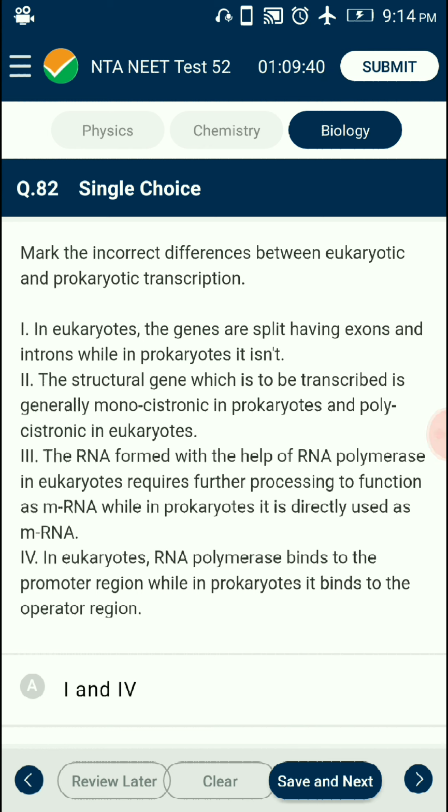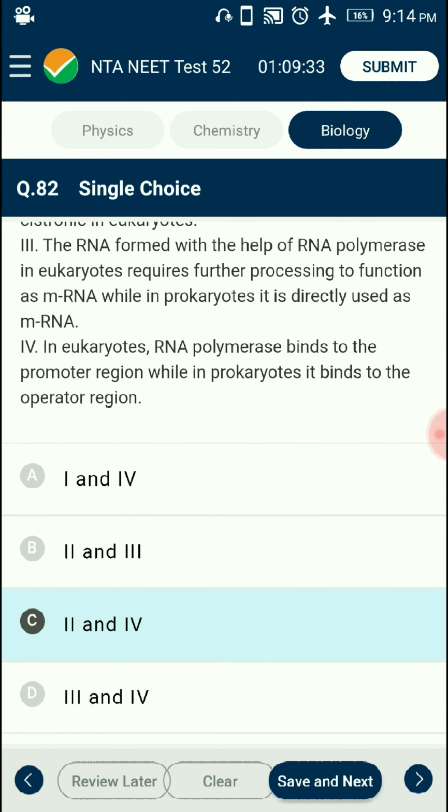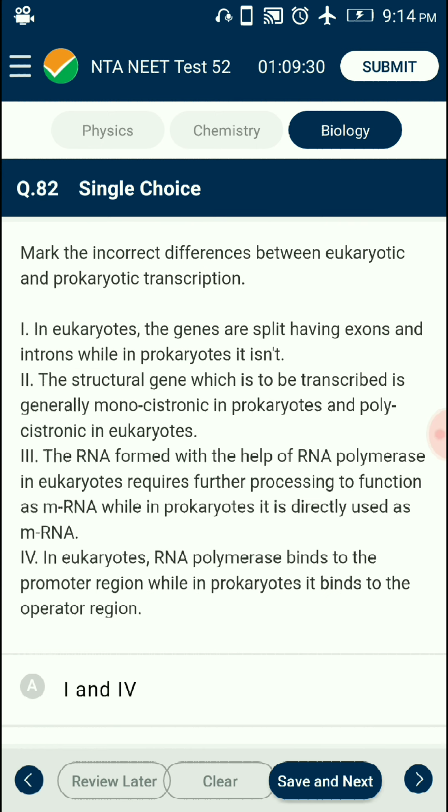In both prokaryotes and eukaryotes, RNA polymerase binds to the promoter region. So the answer for this question is option C. From the given four statements, the second and fourth statements are incorrect differences between eukaryotic and prokaryotic transcription.